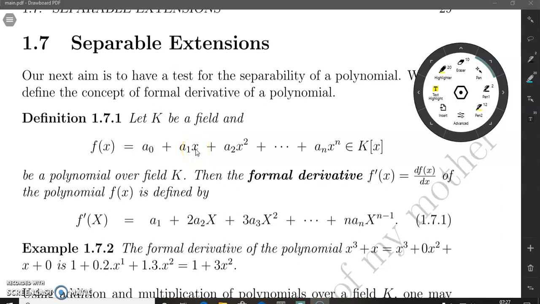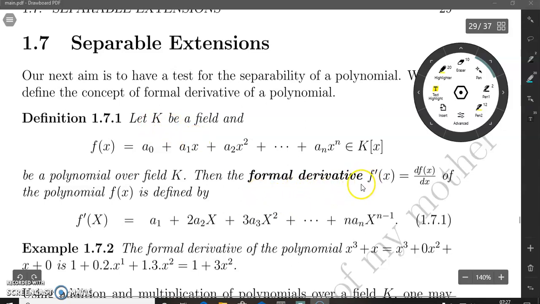Good morning. In this video lecture, we introduce the notion of separability of a polynomial, and we introduce the notion of perfect field and also discuss the relationship between perfect field and separability. For this purpose, first we introduce the notion of formal derivative.